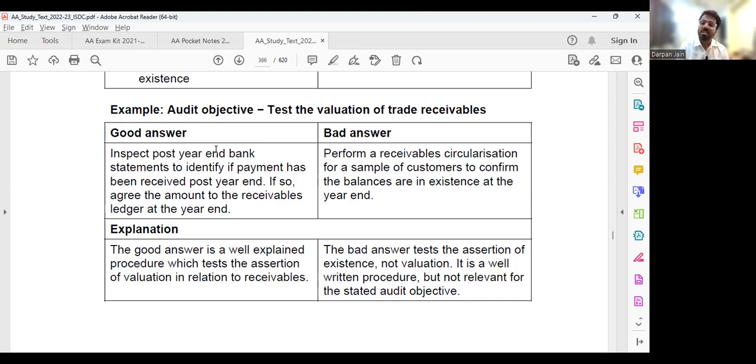Perform a receivable circularization. What is receivable circularization? Getting external confirmations from your debtors. Confirmation was one of the substantive audit procedures, right? You're getting a confirmation from the receivable as to what is the balance in their books.